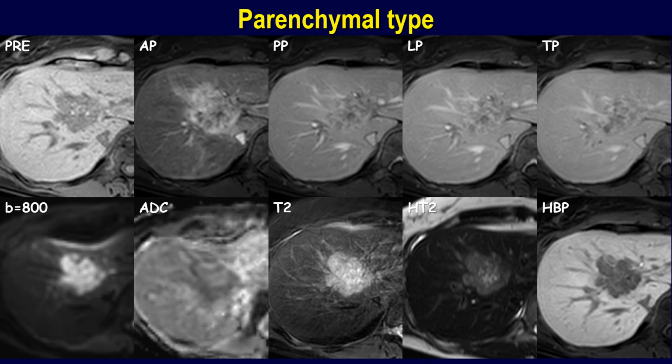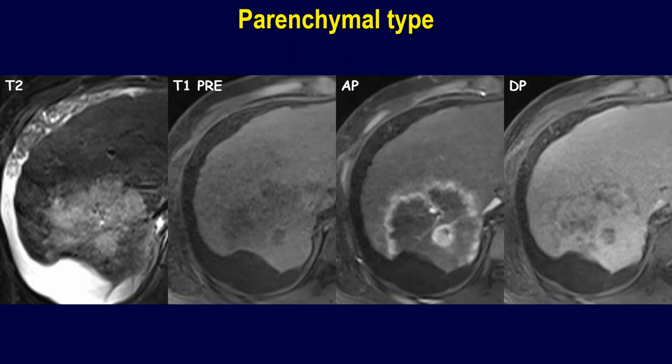This is an example of parenchymal type. Although the mass is larger and located in the center of the liver, there is no bile duct dilation and there is no evidence of biliary disease. This is another example that can be classified as a parenchymal type. There is evidence of cirrhosis, but no biliary disease and no duct dilation around the mass.